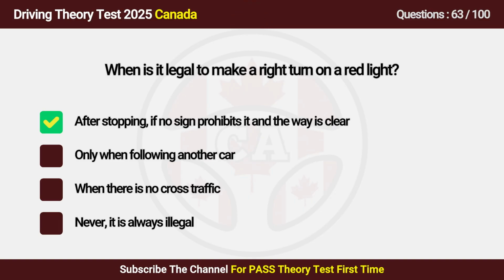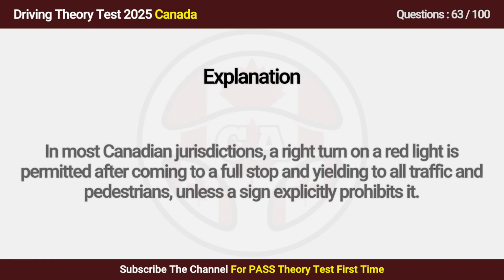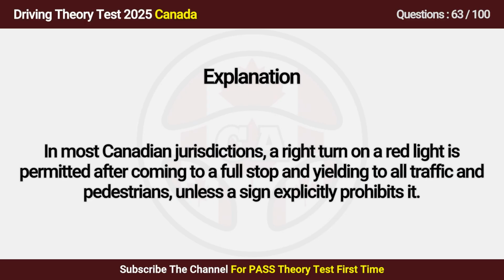Answer is A. After stopping if no sign prohibits it and the way is clear. In most Canadian jurisdictions, a right turn on a red light is permitted after coming to a full stop and yielding to all traffic and pedestrians, unless a sign explicitly prohibits it.